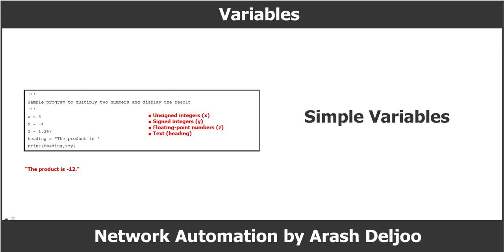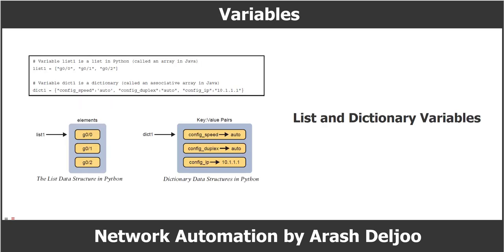As a summary, the variables in this example can be called simple variables because each variable name has a single value associated with it. It is so easy. Simple variables have one variable name and one associated value, so they have a simple structure. The values of simple variables can have a variety of formats, including unsigned integers, signed integers, floating point numbers, and also text or headings. Now let me explain a little about the list and dictionary variables.